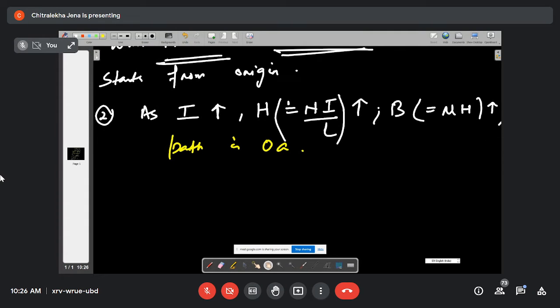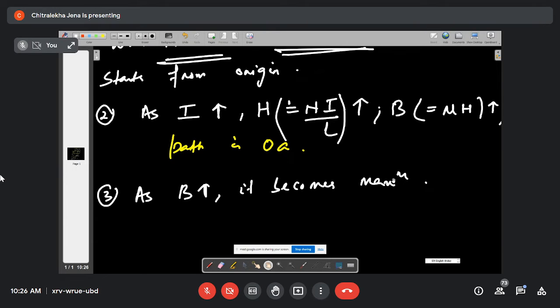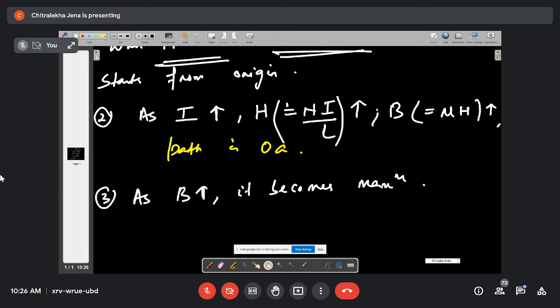Coming to the third point. As B increases, it becomes maximum. When will it become maximum, tell me? As current is increasing, your H is increasing, B is increasing. As B increases, it becomes maximum at plus B maximum.